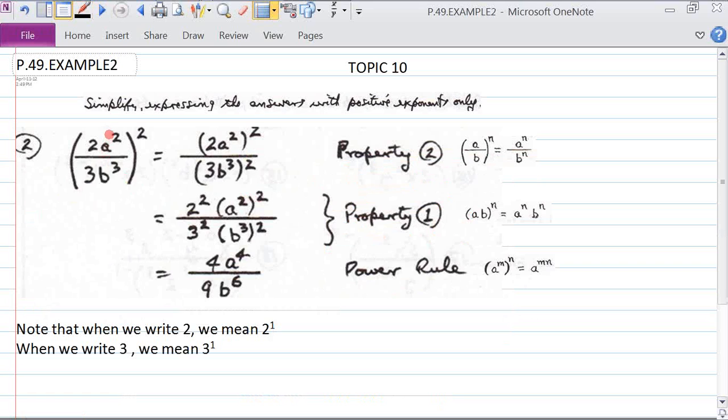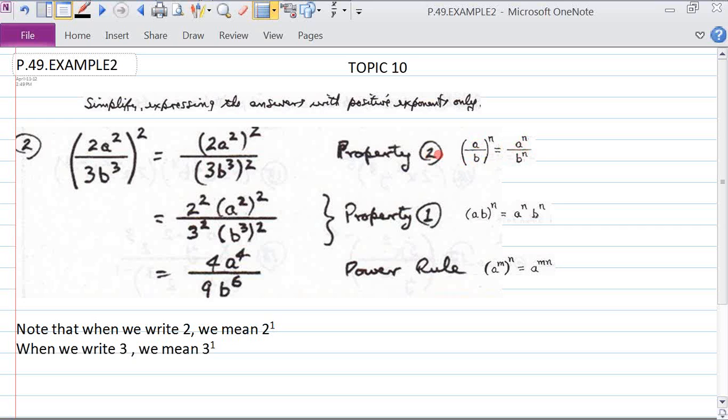Now, number 2, simplify expressing the answers with positive exponents only. So right over here we have 2a squared divided by 3b cubed, all in brackets, squared. So what we're going to do is handle the numerator separately from the denominator. Now we're going to divide this so that the squared applies to the numerator and the squared applies to the denominator. And the rule here is a over b to the nth power is a to the n over b to the n.